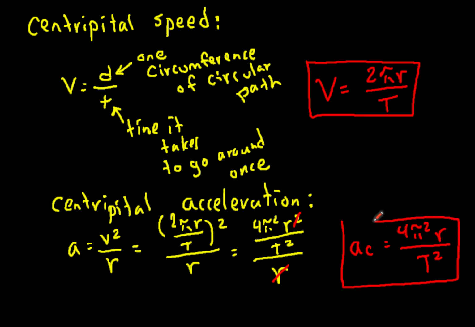This is the second formula we can use to calculate centripetal acceleration. We would use this when we're given radius and period, but not the speed. Both of these formulas are found on your data sheet.